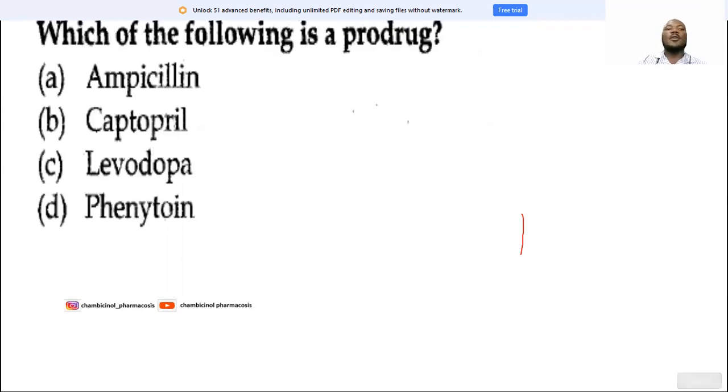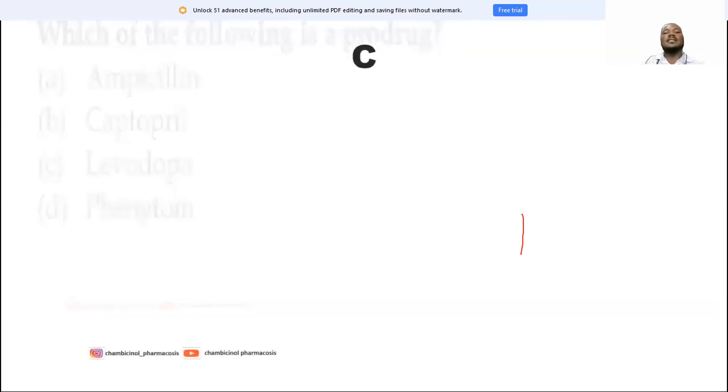Also, which drug is the pro-drug? For example, A is ampicillin, B captopril, C levodopa, and D phenytoin. The pro-drug here is levodopa. The answer is C.